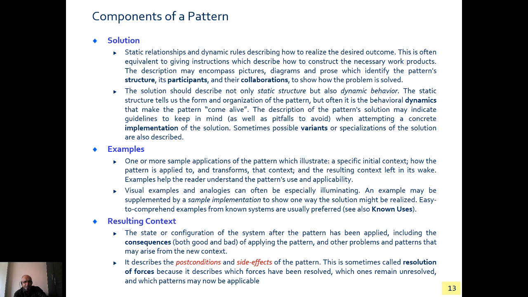And the resulting context: we have considered the context which was based on preconditions. Now the resulting consequences are the post conditions, the post conditions and the side effects of the patterns, and this is called the resolution of forces, because forces and constraints might conflict, as we have seen. It describes which forces have been resolved, which ones remain unresolved, and what can be the possible action on this.